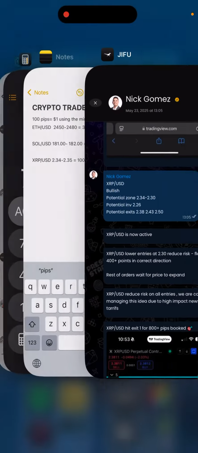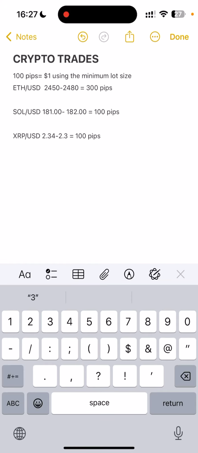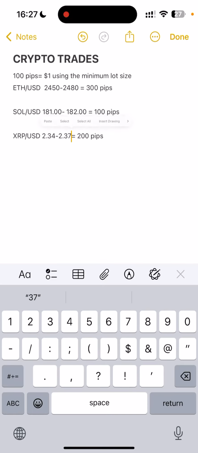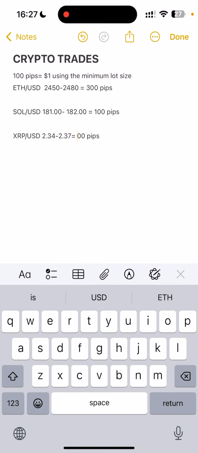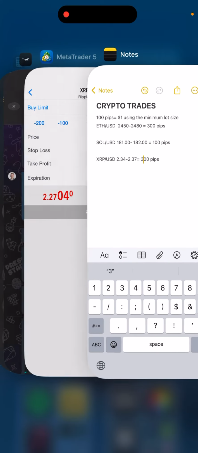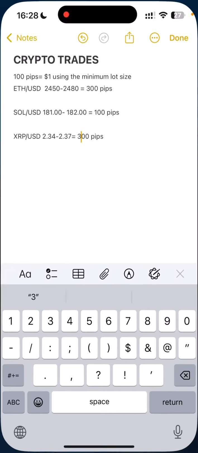Now, as you guys can see, for XRP, the difference between 2.34 and 2.35 is 100 pips. If it is 2.34 and 2.36, that is now 200 pips. Then if it is 2.34 to 2.37, that is now a difference of 300 pips. So you can see that the pips on XRP and Ethereum are quite different in terms of where the numbers actually start. So you always want to take note.